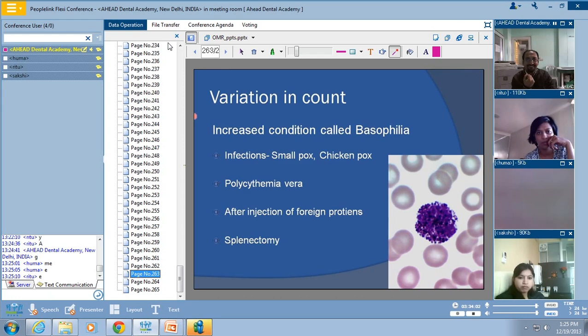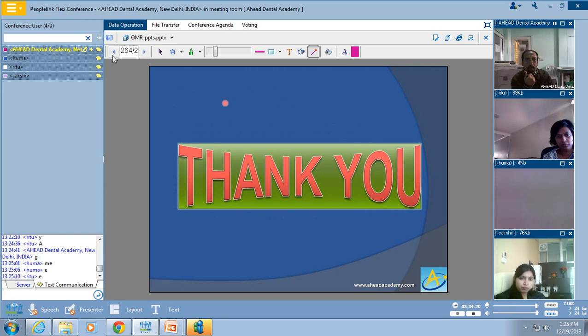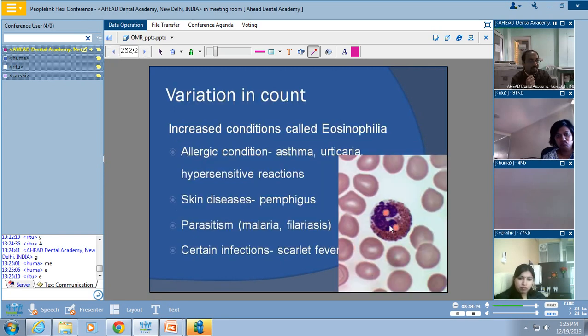This is basophilia. Where does basophilia occur? In infections like smallpox, chickenpox, polycythemia vera, and splenectomy. Okay? Basophilia occurs in all these conditions. Eosinophilia occurs in allergic conditions and skin diseases, parasitism, and certain infections like scarlet fever. Okay?